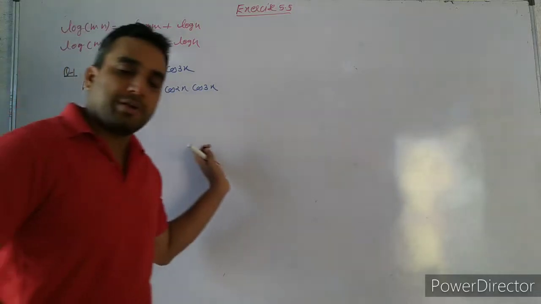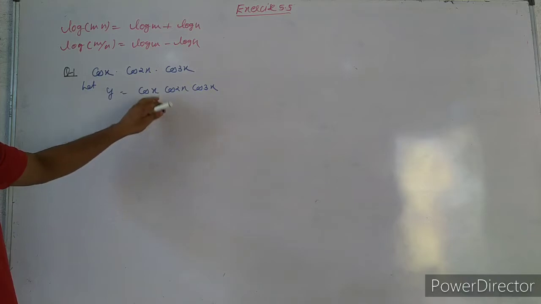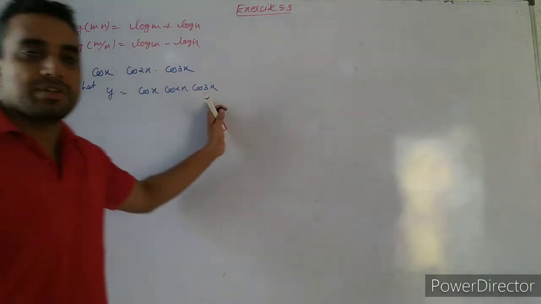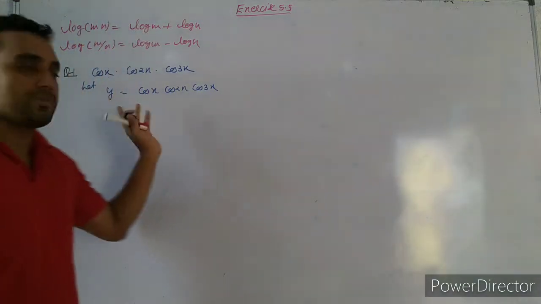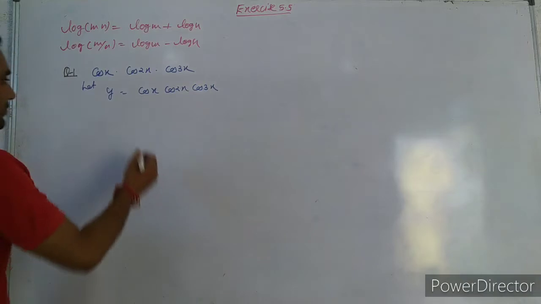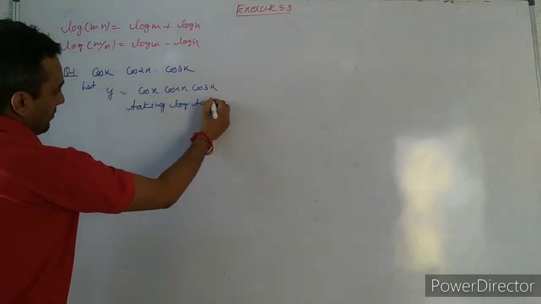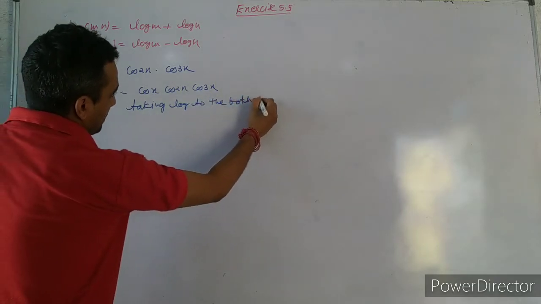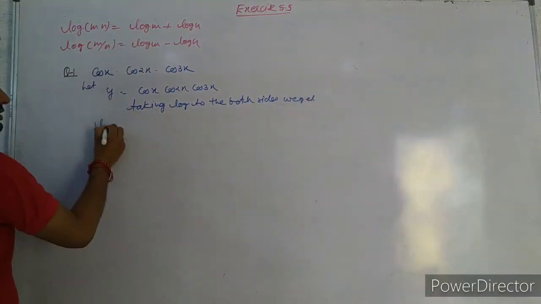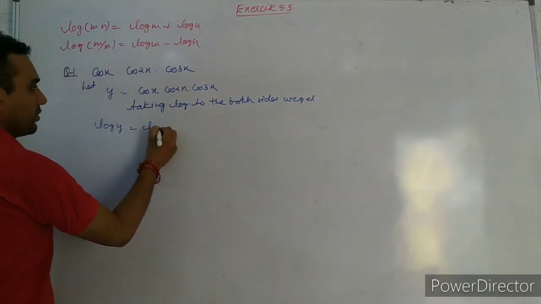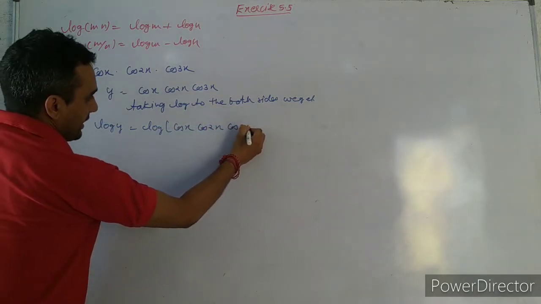We can solve it by our usual method, in which we leave two functions and differentiate the third simultaneously. But now we will solve this by taking the log. Taking logarithm on both sides, we get log y equals log of cos x, cos 2x and cos 3x.